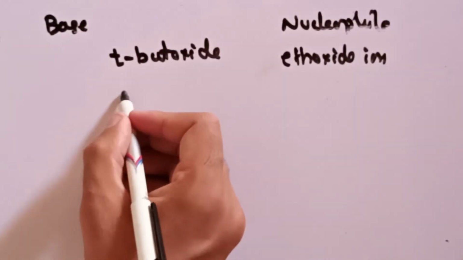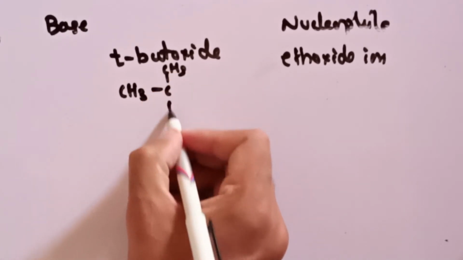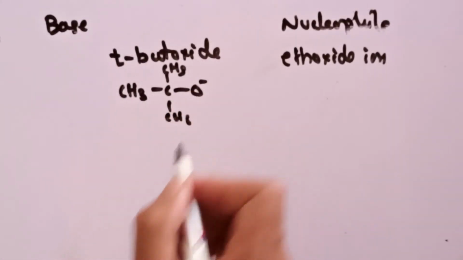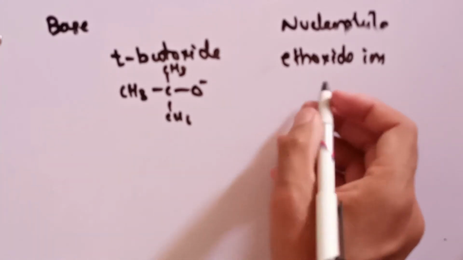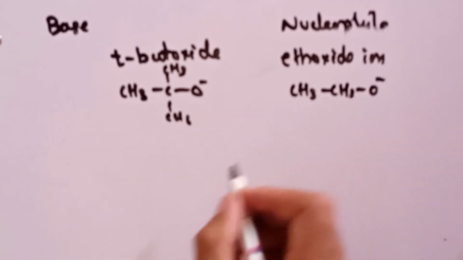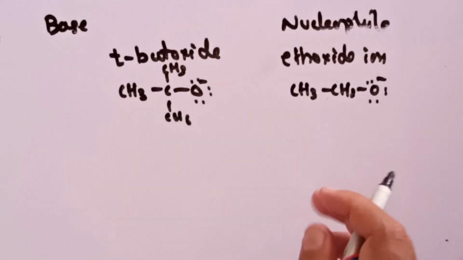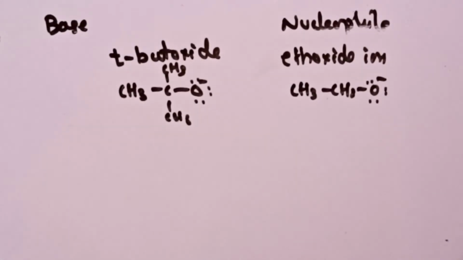One is the tertiary butoxide ion, while the other is simply the ethoxide ion. Tertiary butoxide is (CH3)3CO negative, while ethoxide is CH3CH2O negative. Both have an oxygen atom. In both cases, oxygen has 3 lone pairs, meaning the number of free lone pairs is the same. So which one will be the strong nucleophile and which one the weak nucleophile? If you have the answer, please comment.